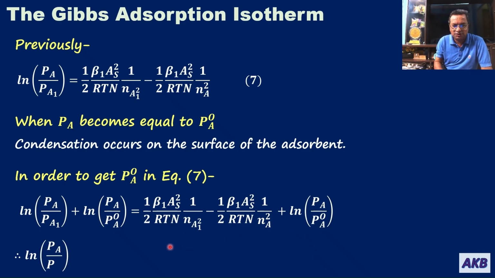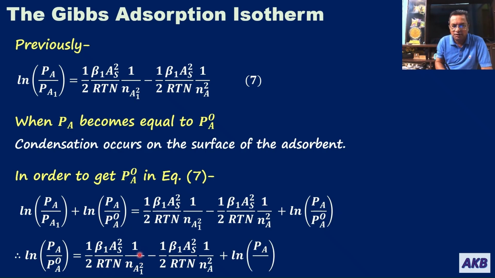Okay, so let us do it. So that is ln of PA upon PA naught is equal to 1 by 2 beta 1 A square upon RTN into 1 upon NA1 square minus 1 by 2 beta 1 into A square upon RTN into 1 upon NA square. And this term I have brought on this side. So it will be ln of PA upon PA naught minus ln of PA upon PA1.